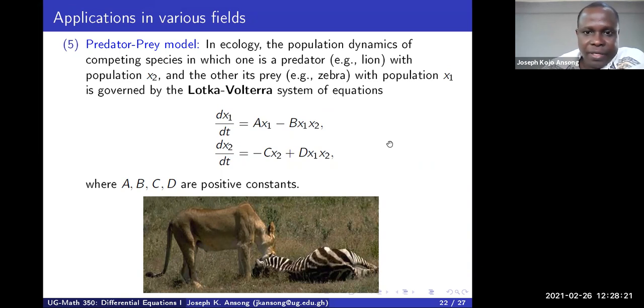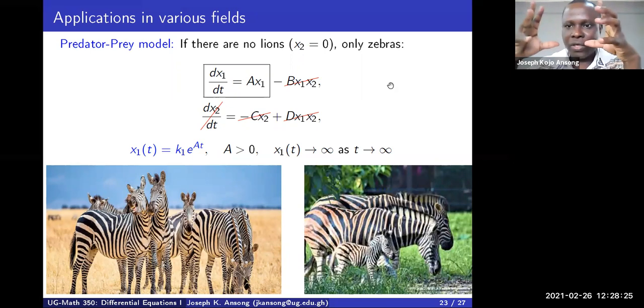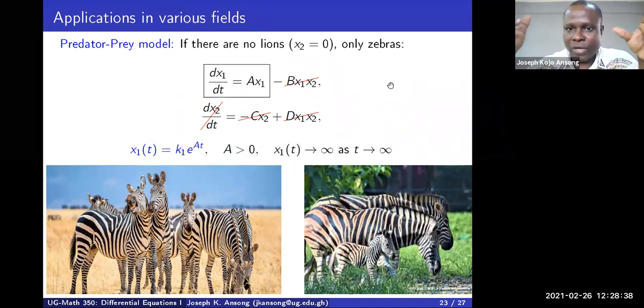So for instance, imagine a world of only lions and zebras, or a jungle where there are only lions and zebras. Lions are preying on the zebras. If, for instance, there are no lions and you have only zebras, what is going to happen?